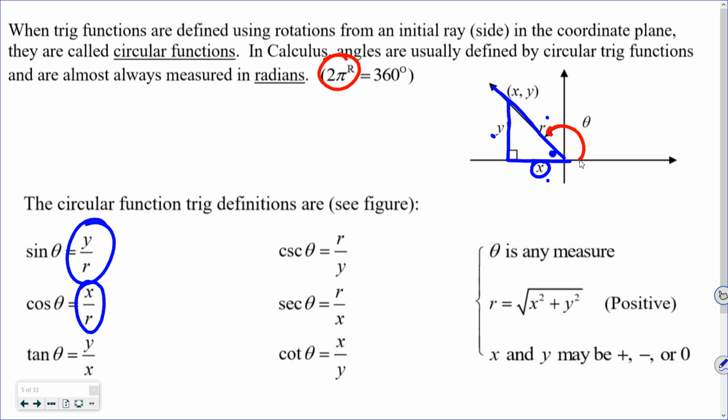These are the reciprocal functions right here. So cosecant is just the reciprocal of the sine. Instead of being y over r, it's r over y. The secant, instead of being x over r, is r over x. And cotangent, instead of being y over x, is x over y.